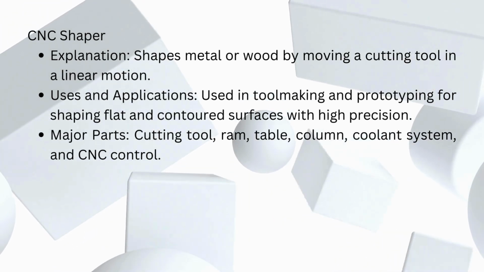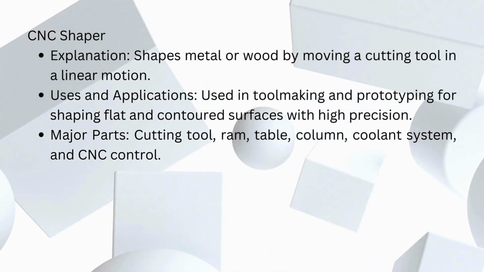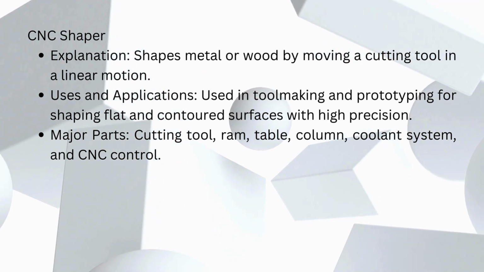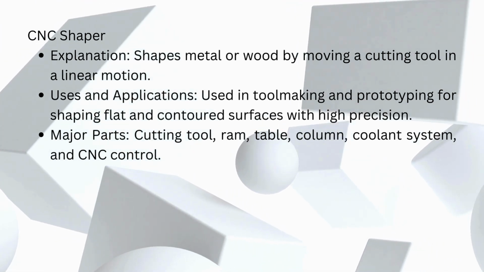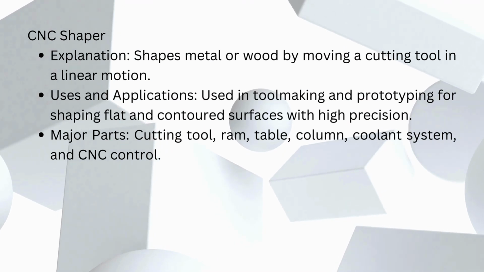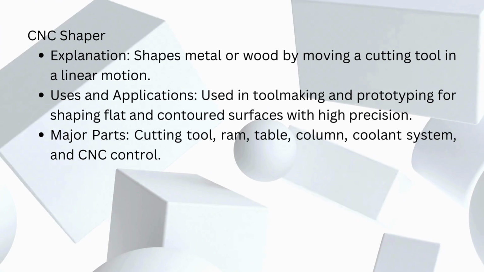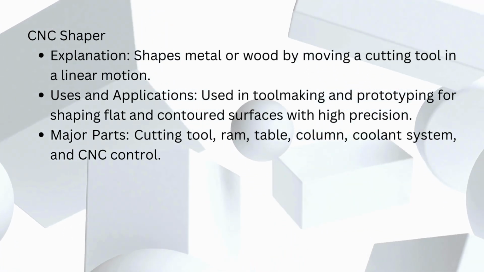CNC shaper. Explanation: shapes metal or wood by moving a cutting tool in a linear motion. Uses and applications: used in toolmaking and prototyping for shaping flat and contoured surfaces with high precision. Major parts: cutting tool, ram, table, column, coolant system, and CNC control.